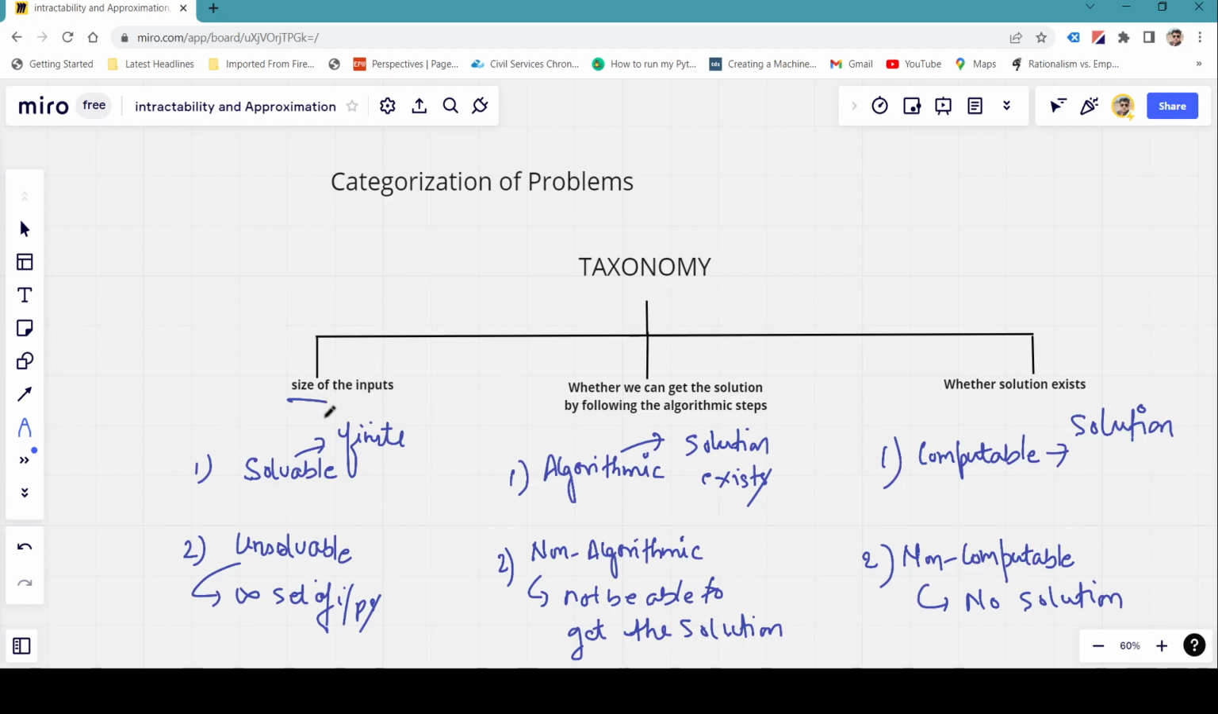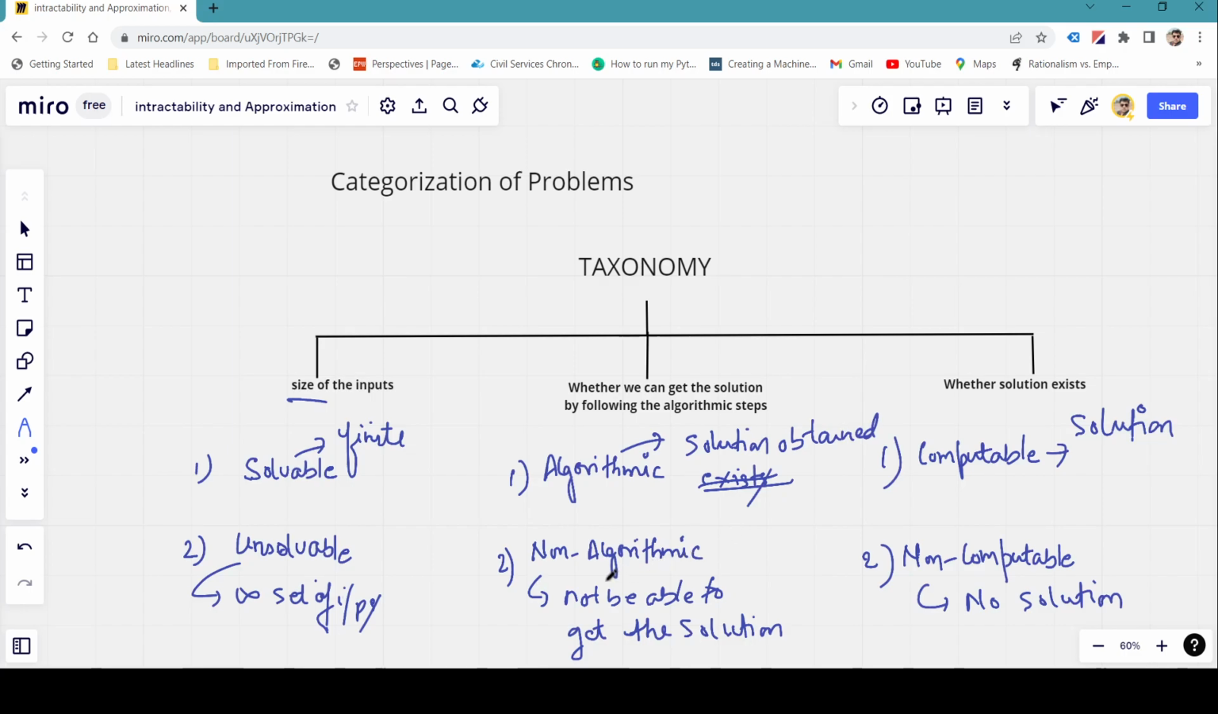So this was a short video on the taxonomy of the different problems. On the basis of the size of the inputs, a problem is solvable if it takes a finite set of inputs, and it is unsolvable if it takes an infinite set of inputs. Similarly, based upon whether we will get the solution by following the algorithmic steps, the problem may be divided as algorithmic or non-algorithmic. A problem is algorithmic when a solution exists, or when a solution is obtained by following the different algorithmic steps.